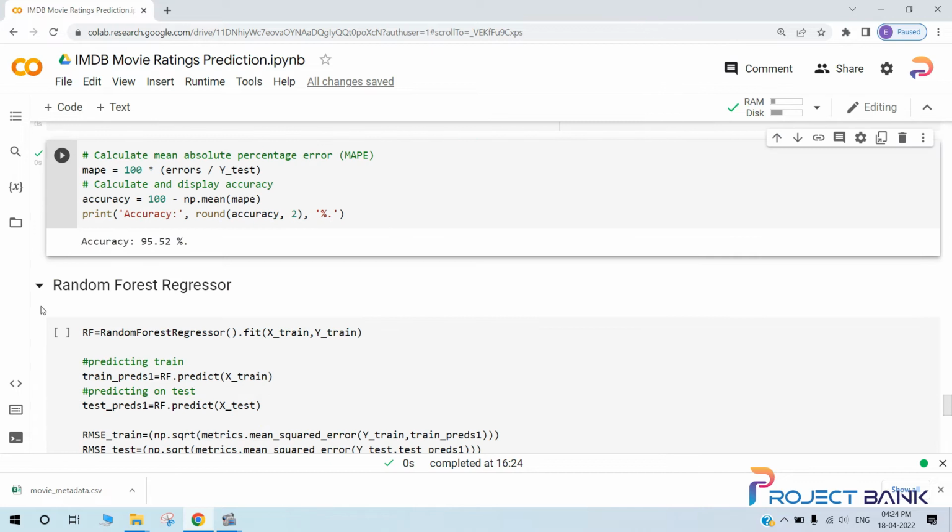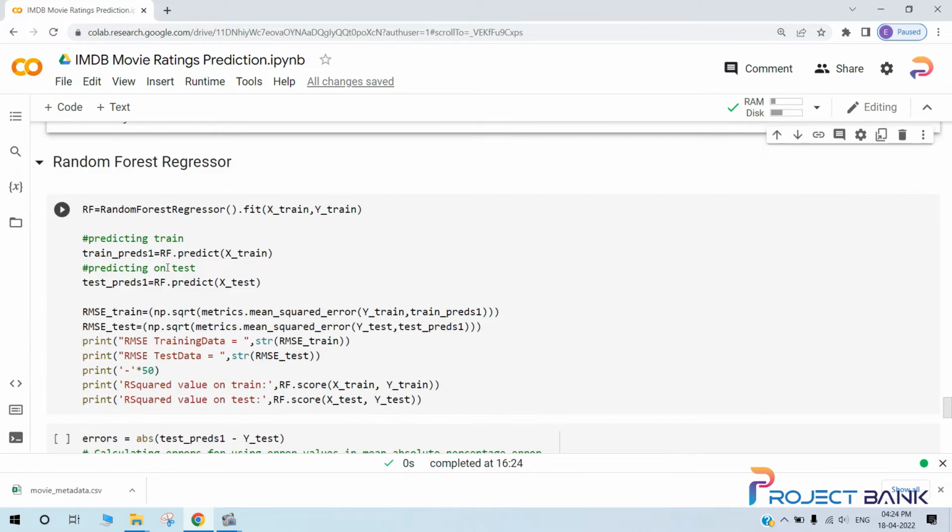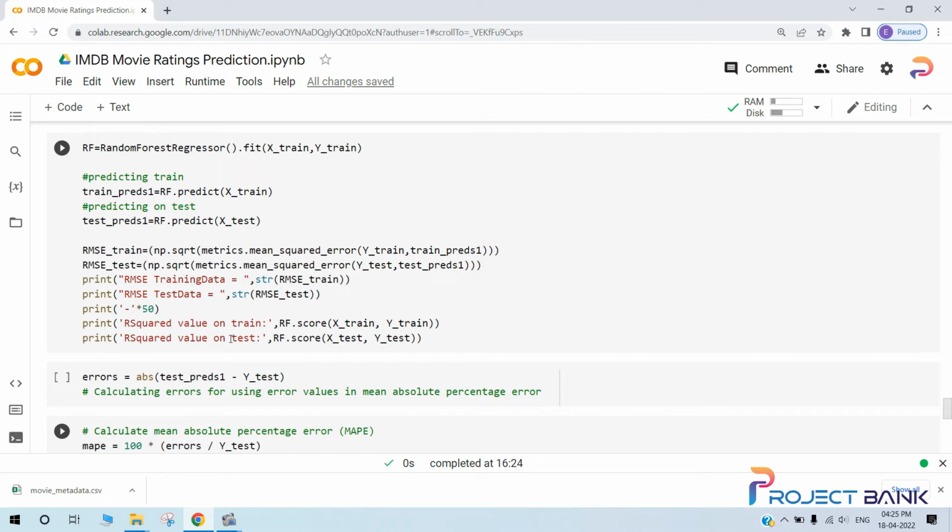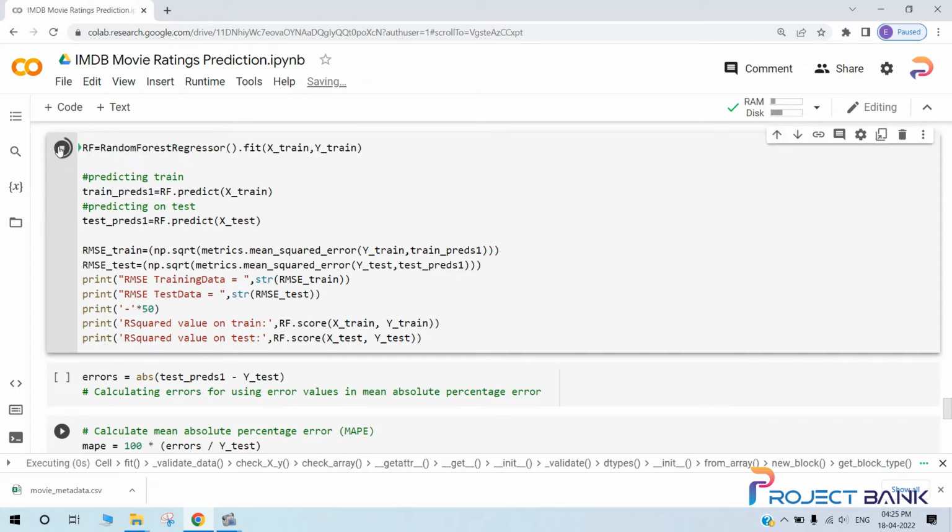The next machine learning model that we are going to use is a random forest regressor. Here also we have predicted the train and test values, that is rf.predict(xtrain) and rf.predict(xtest), and again we have printed the values using np.sqrt for both the train and test values. Here we have printed the root mean square error values and the R squared values on train and test values. So let's run this cell and see the values.